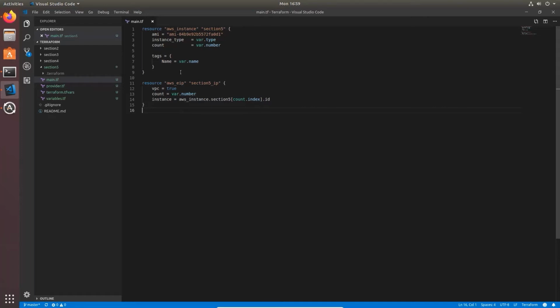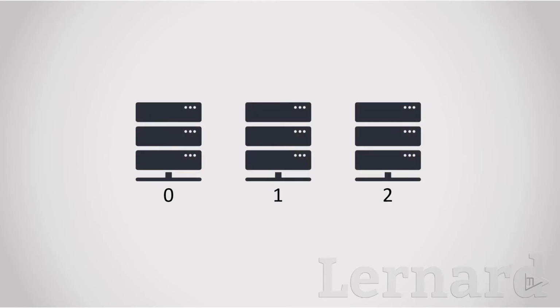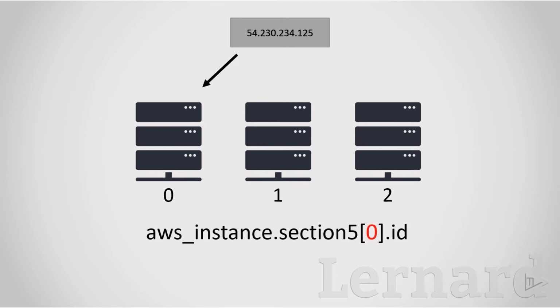So, in the example we're looking at here, if we spun up 3 virtual machines in the instance resource, but only 1 elastic IP, then we would need to indicate which of those machines to attach the IP to using a hard-coded index value. Terraform numbers its indices from 0. So, to attach to the first instance, we would specify 0 in the square brackets, to attach to the second instance 1, and the third 2, like so.